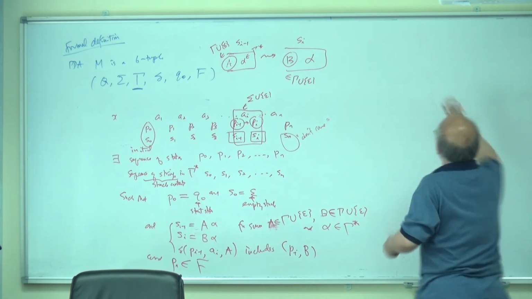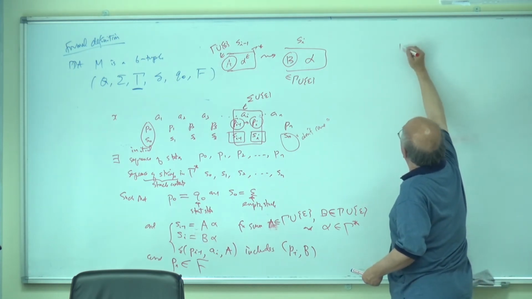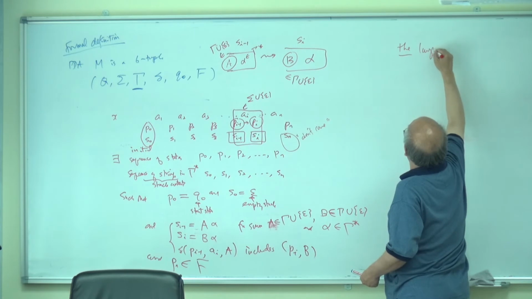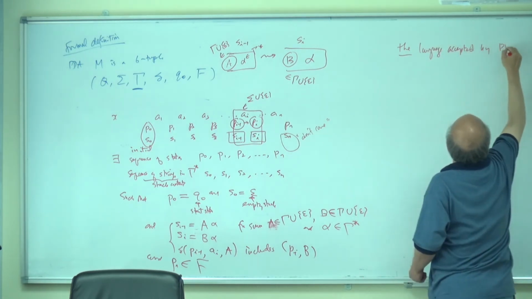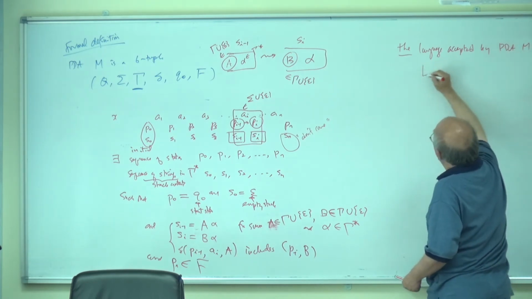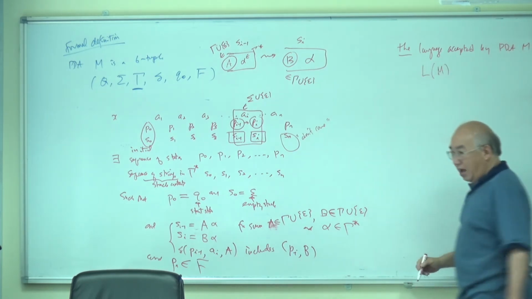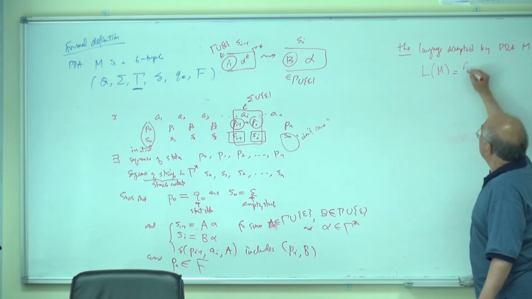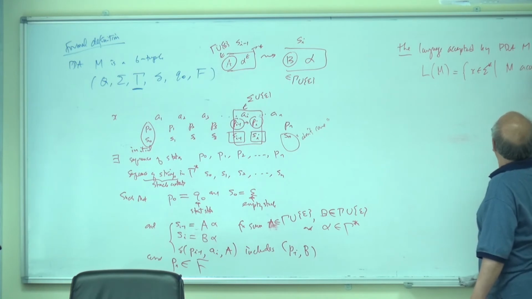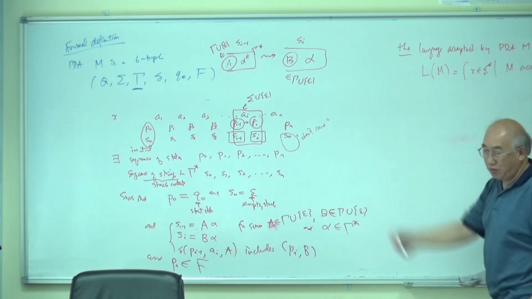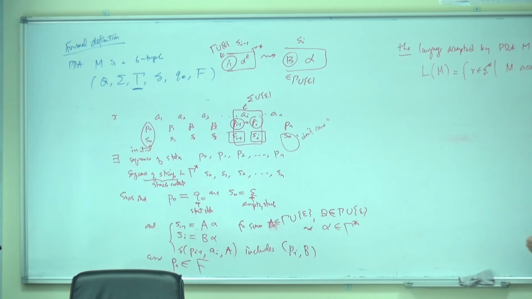We erase. So what is the language? Right, the language accepted by, say, the PDA M. So we still use the L notation. So L of M is the set of all x in sigma star, and we want to say M accepts x in the usual way, right? That definition. Okay. So that is the formal definition.